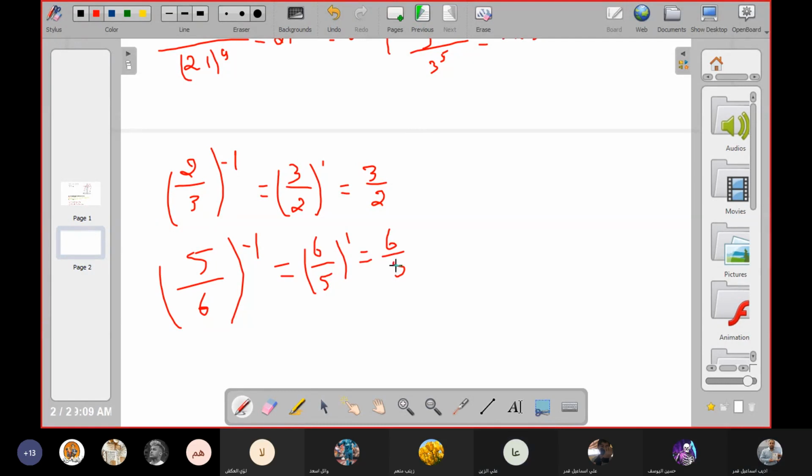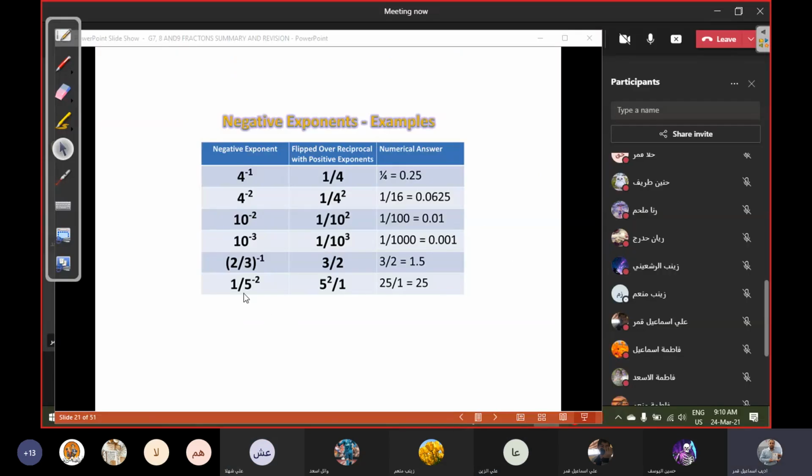Equal 6 over 5. Okay, so in general, if we have a over b to the power minus 1, it is equal to b over a to the power 1, where a is different from 0 and b is different from 0. Okay, 1 over 5 to the power minus 2, we solve it the same way: equal 5 power 2 over 1.